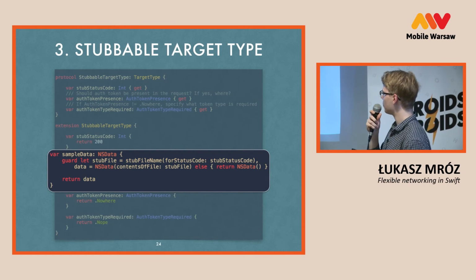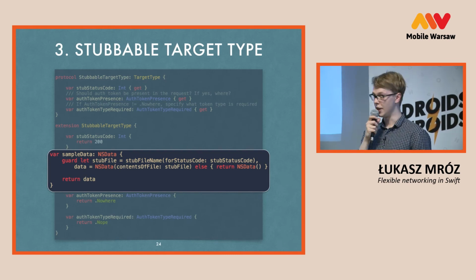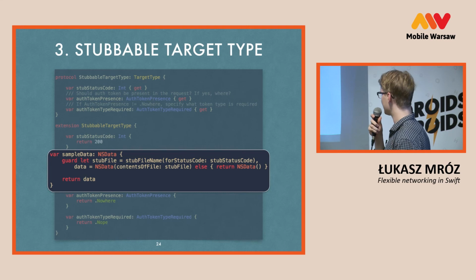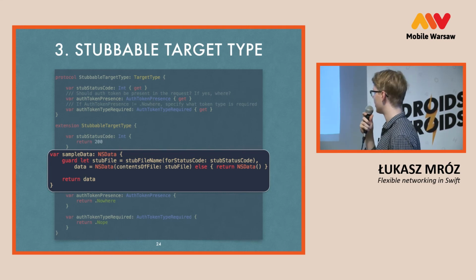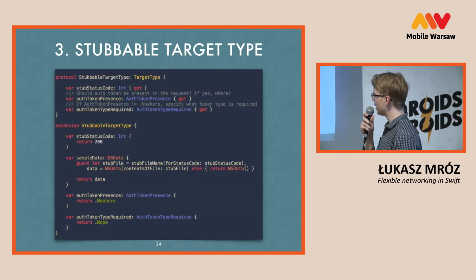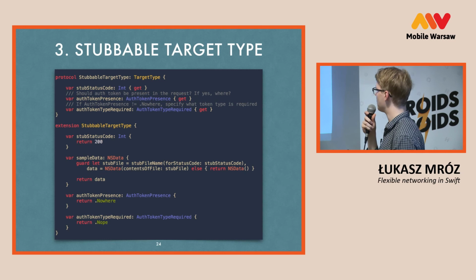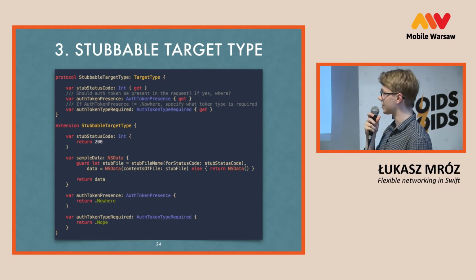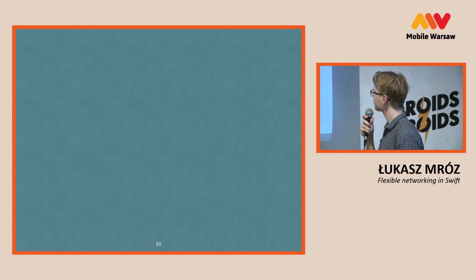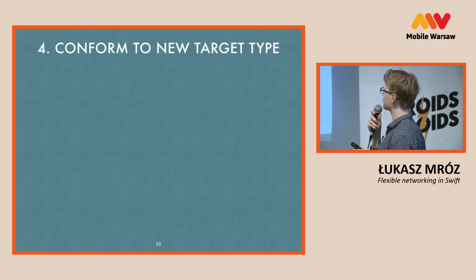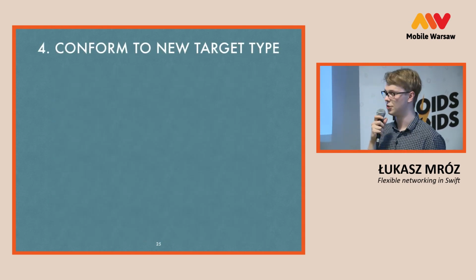And here we are with getting the stub file name, and get the stub file name is for a status code, and get the data from the stub. And that's it. This was just 3 properties we have to use in extending the target type before. There's also a 4th step, which is conforming to the new target type.